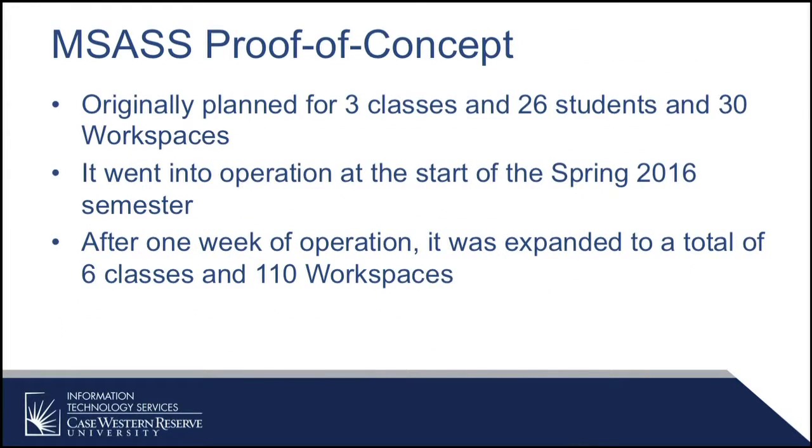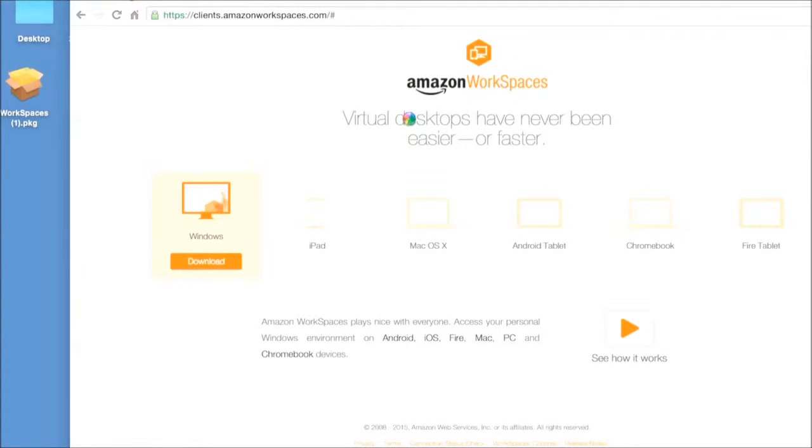Now, when we started having discussions with MSAS about this, it was going to be fairly small. The scale was going to be 3 sections of one class, 26 students, and including faculty, there were going to be 30 workspaces. So in about maybe a week, we had something like that with all of the software that they wanted to use for this class provisioned and operational and ready to go. And very quickly, after maybe a week, we expanded that, and the ultimate total was 110 workspaces, students and faculty, for a total of 6 classes.